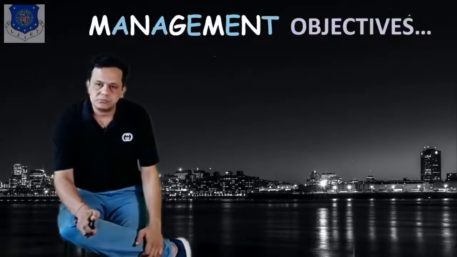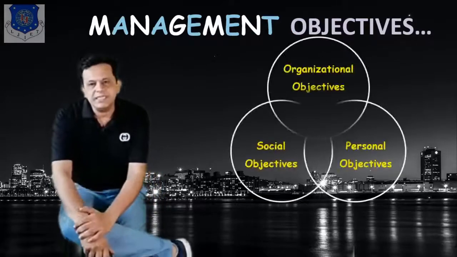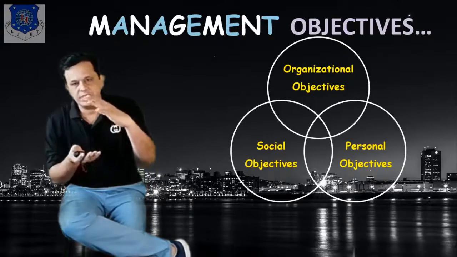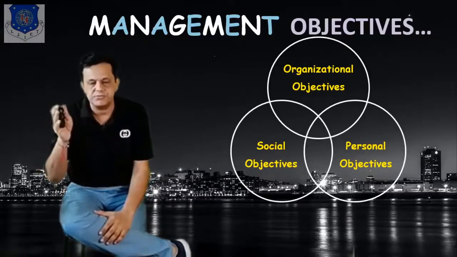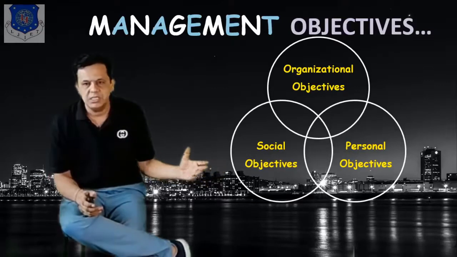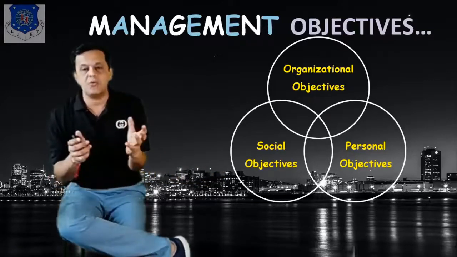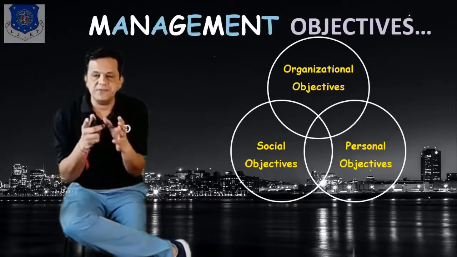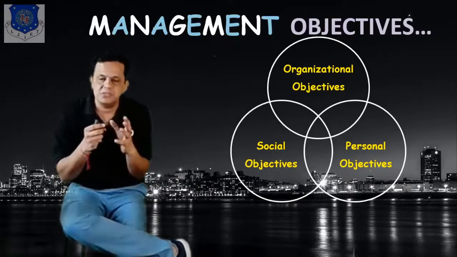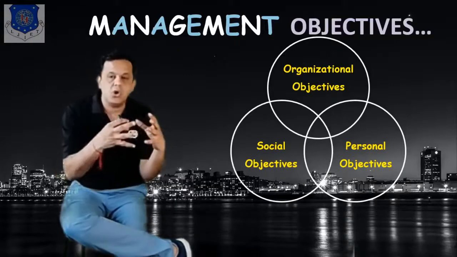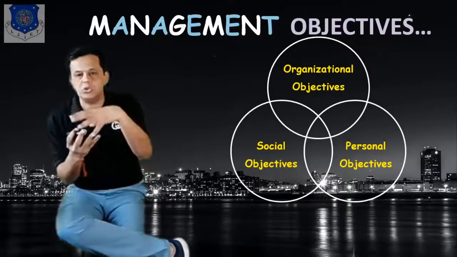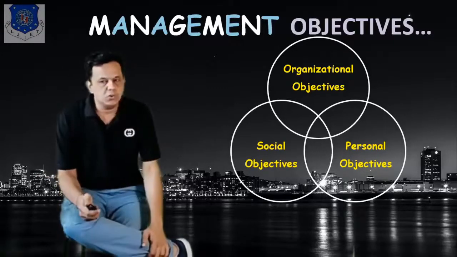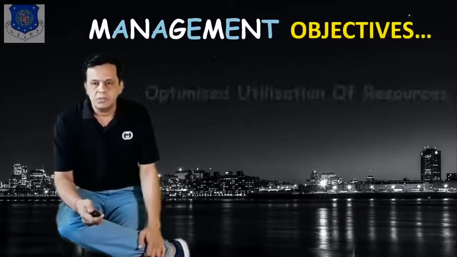So, what are the objectives of management? There are three broad spectrums: one is organizational objectives, another is social, and the third is the personal objectives of the employees who are working there. Definitely the personal objectives should align with the organizational objectives, and both together serve society.